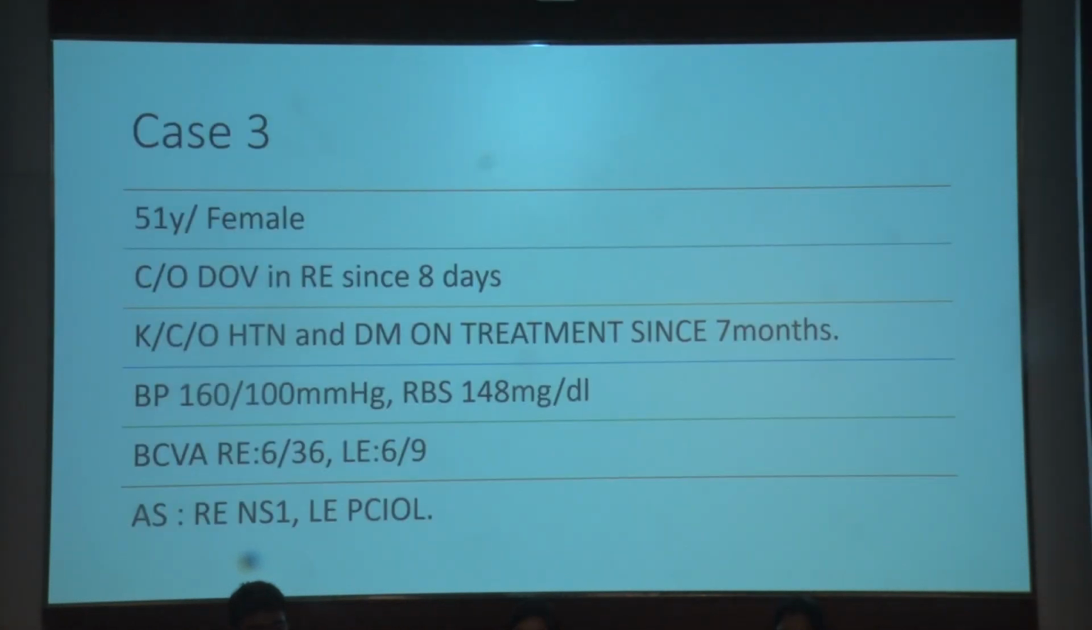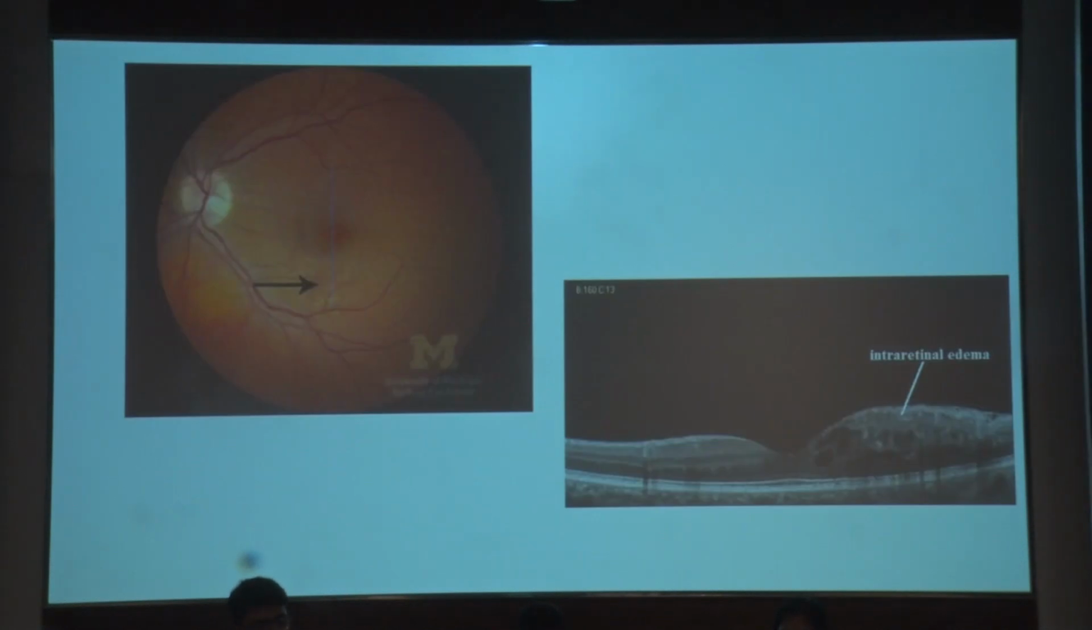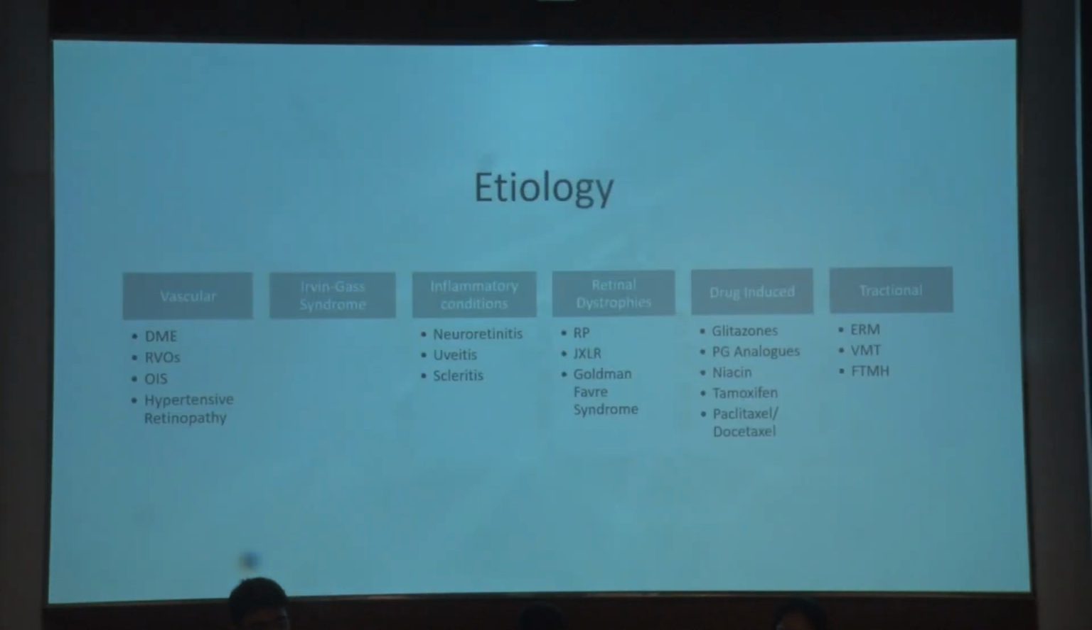So this is another case, diabetes, hypertension. Hypertension was 160/100. Now you see this edema, right? So if you have to differentiate the post-cataract CME, I think definitely you can do it on the OCT as well, if things are not very clear on the clinical fundus photo pictures. So there are various things. It can be a vascular cause, Irvine-Gass, which we usually call post-cataract surgery, inflammatory, retinal dystrophies, drug-induced, or even the tractional component.